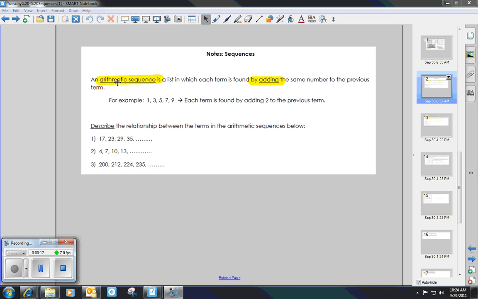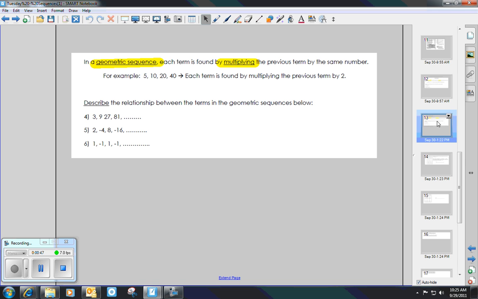All right, so an arithmetic sequence is a list in which each term is found by adding the same number to the previous term. So for example, 1 plus 2 is 3, 3 plus 2 is 5, 5 plus 2 is 7. Each term, these are called terms, is found by adding 2 to the previous term. Okay, so I want you to tell me what are the relationships between the terms here in this one. What are we adding to each one to get the next number? Okay, so that would be your pattern part from previous years.